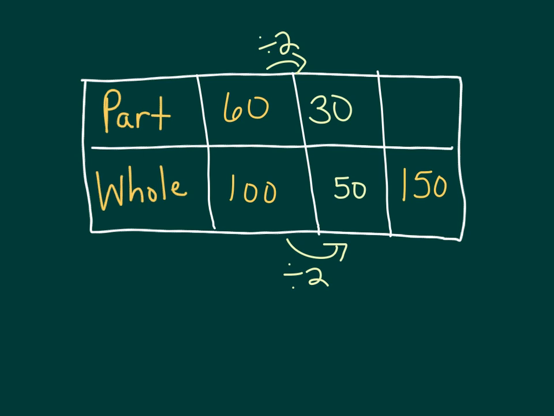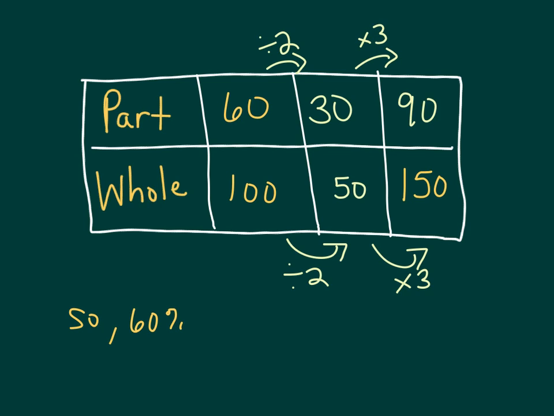And then to go back up to 150, I would have to multiply that by 3, so I can do the same thing up here and get to 90 by multiplying by 3. And then to answer our question, that would tell us that 60% of 150 is 90.